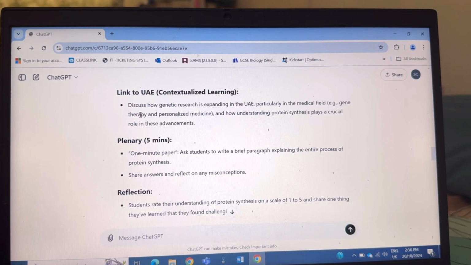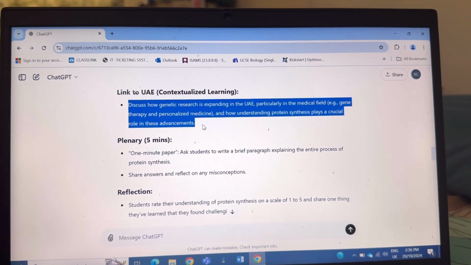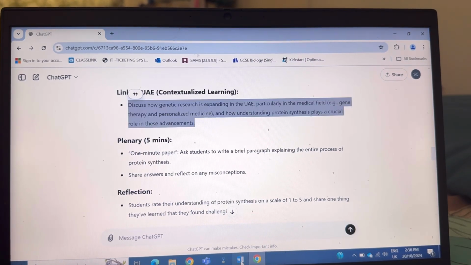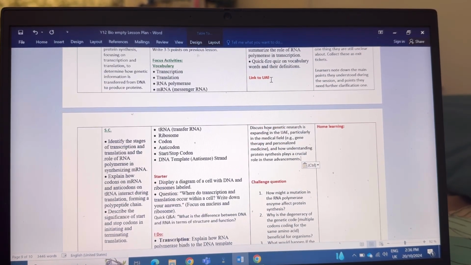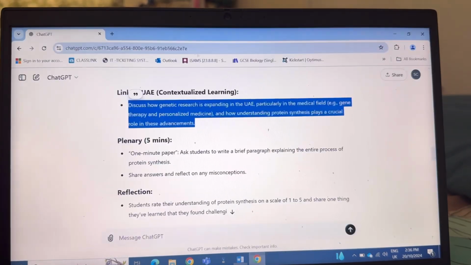Discuss how genetic research is expanding in the UAE, particularly in the medical field. This is a very good link to UAE. If I have time, I'll do this link to UAE, or because they are higher grades, I can just give them as a research work or homework.